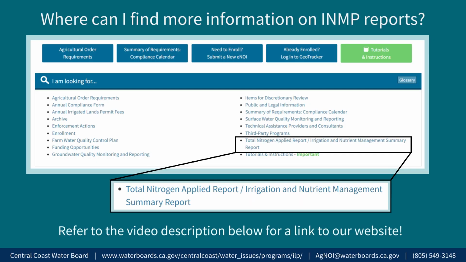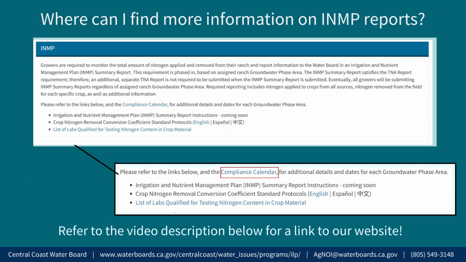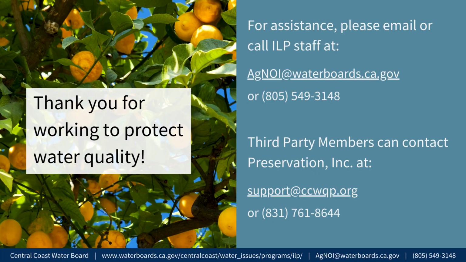To find additional information on INMP reporting, visit the Irrigated Lands Program website. Scroll down to the I Am Looking For section and select Total Nitrogen Applied Report, Irrigation and Nutrient Management Summary Report. This page provides you detailed instructions about INMP reporting. It also provides a link to the compliance calendar available in English, Spanish, and Chinese, which provides detailed information on what is required and when.